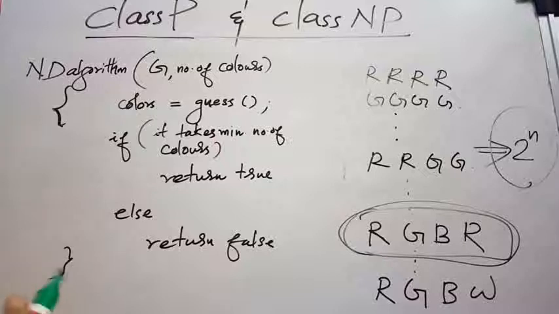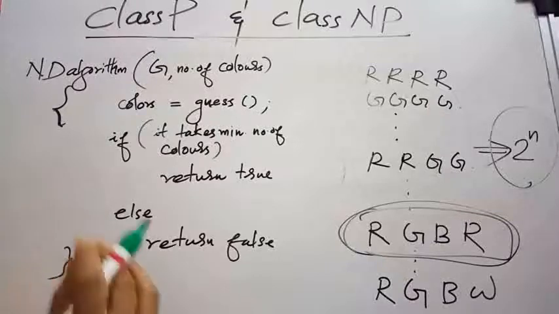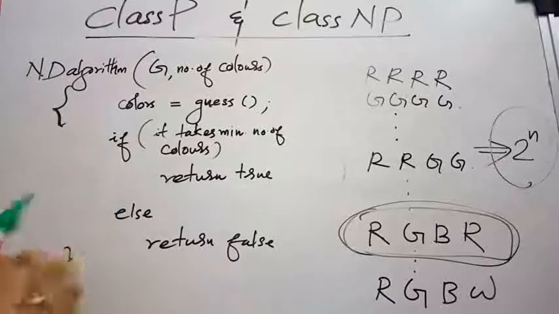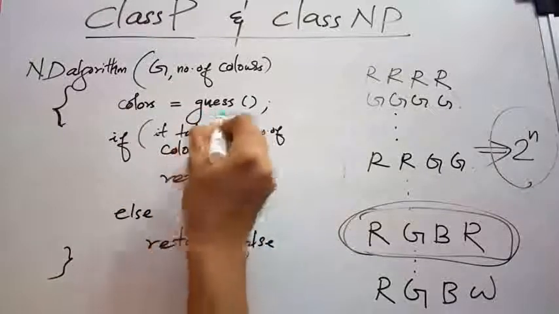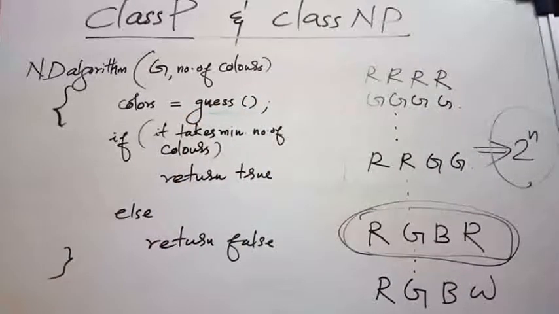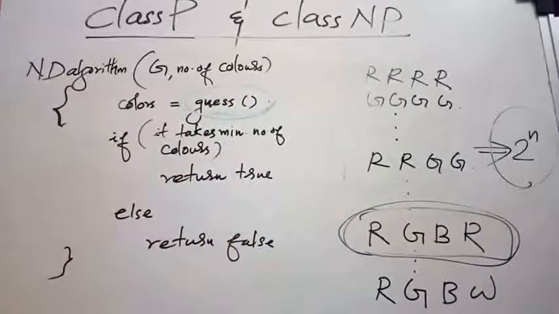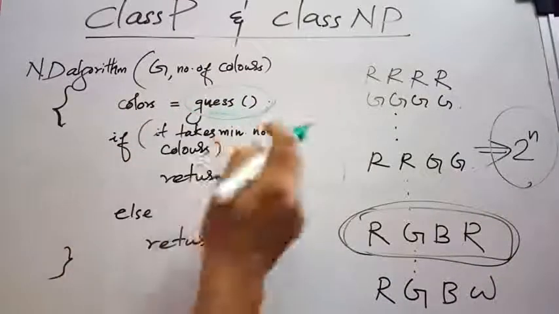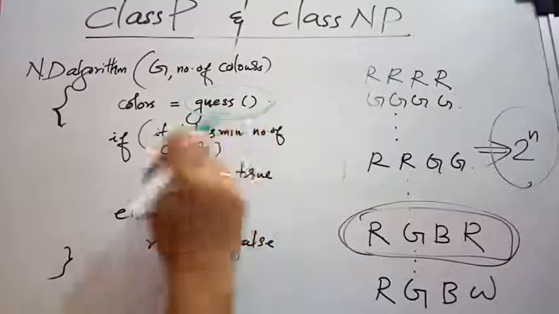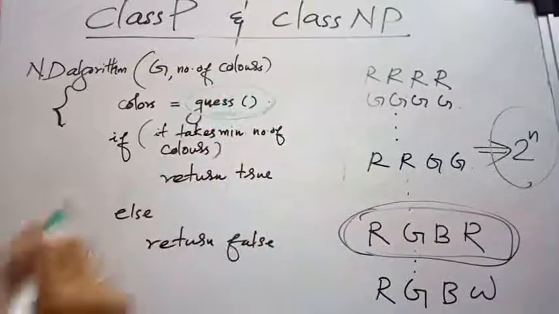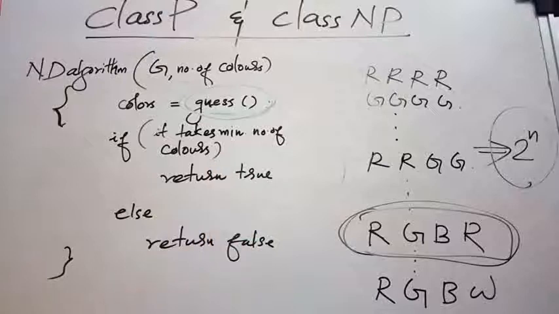Okay, so this is a non-deterministic algorithm. How does this algorithm become non-deterministic? Because we don't know anything about this guess. How will we get a guess solution, right? We are unaware of this function guess. But when we have a solution, even though it is a guess solution, we can solve like this, right?